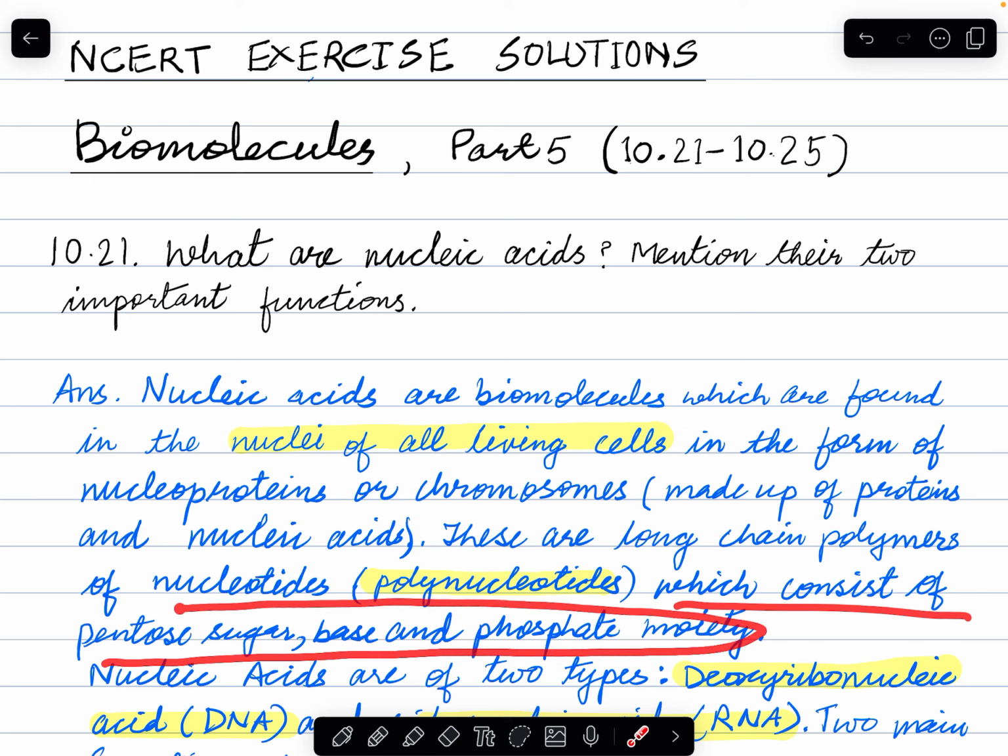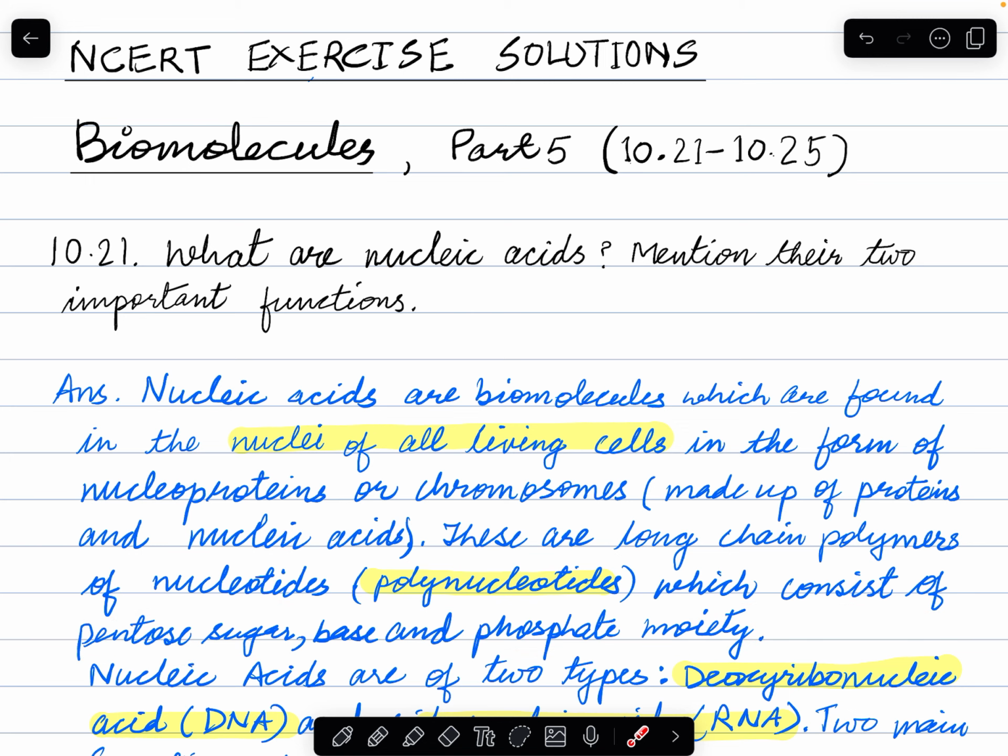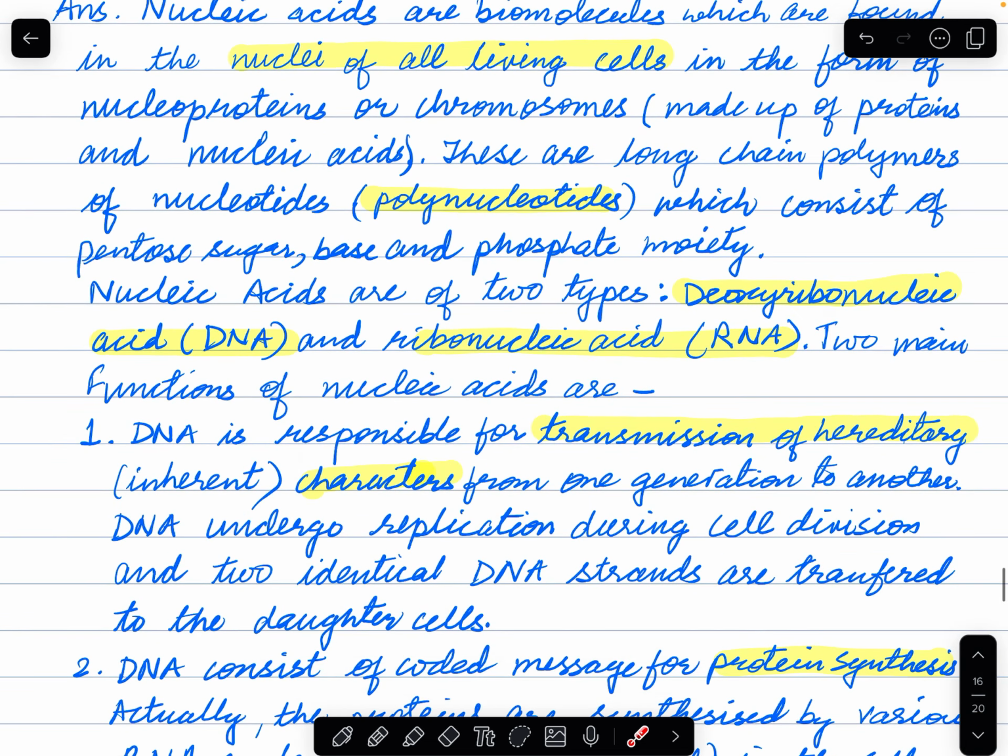So all these three things, when they are combined together, they form a nucleotide as a monomer, and when this nucleotide form a polymer, it is called as polynucleotide. Okay, so a nucleic acid is basically a polynucleotide. Nucleic acids are of two types, DNA and RNA. DNA, that is deoxyribonucleic acid, and RNA is the ribonucleic acid.